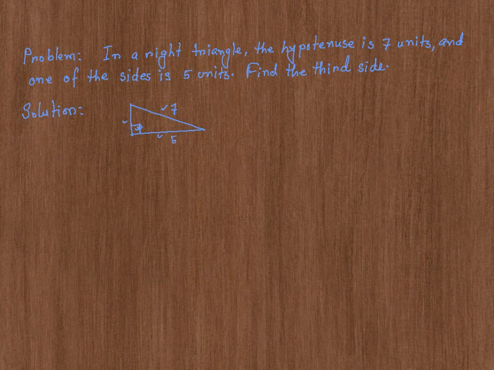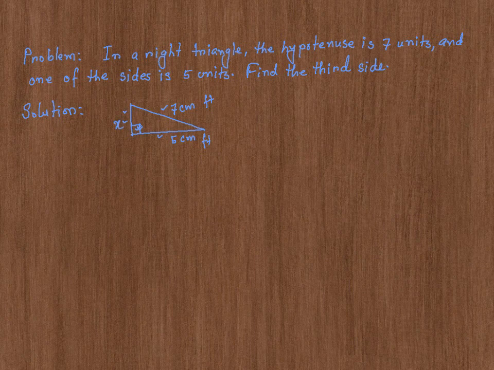to be 5 units. You can assume that it's 7 centimeters and this is 5 centimeters, or it's 7 feet and this is 5 feet. The unit doesn't really matter. We need to find the length of this side. So we call that length x. We don't know it, so the length of the third side is x.